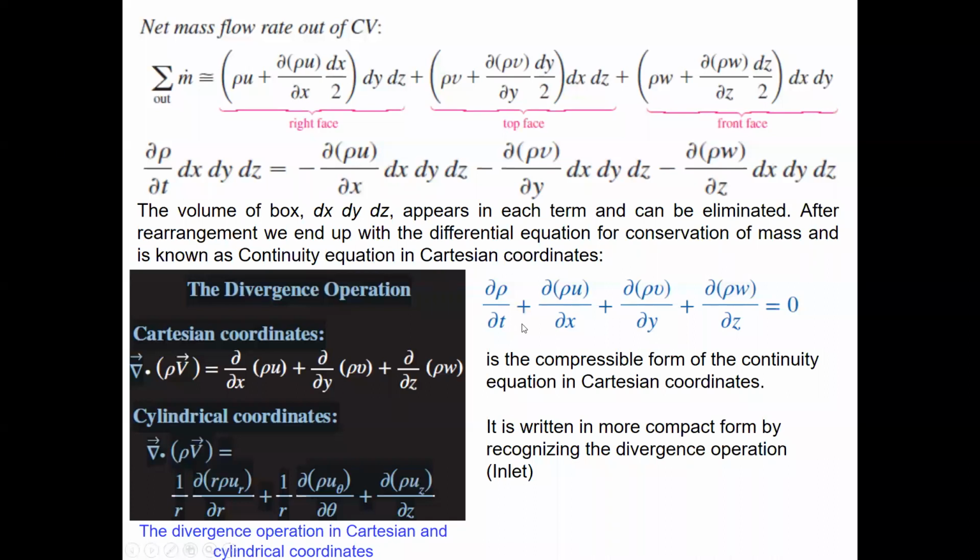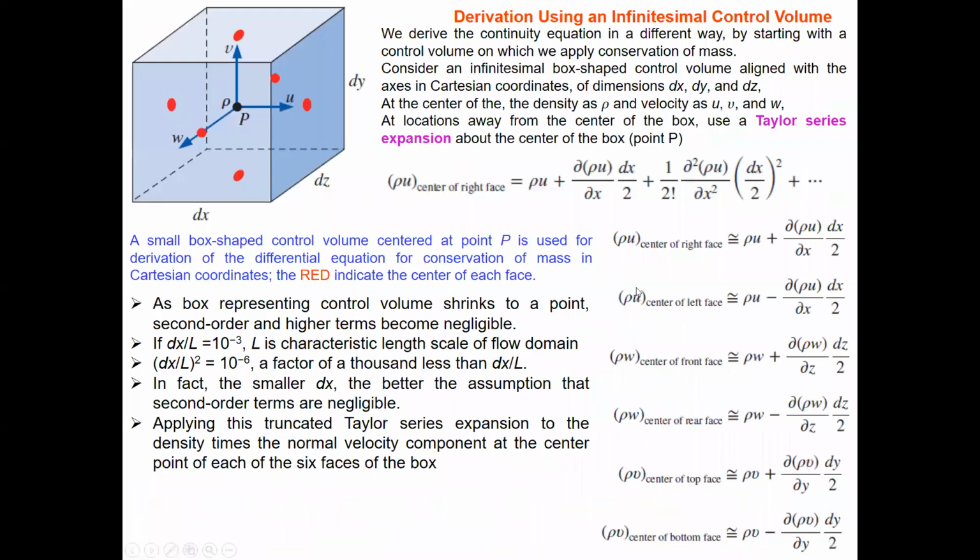Del rho by del t plus del by del x of rho u plus del by del y of rho v plus del by del z of rho w must be equal to 0. This is the compressible form of the continuity equation in Cartesian coordinates. It is also written in a more compact form by recognizing the divergence, which is shown here: del dot rho times v. You can extend it from Cartesian to cylindrical also. Both versions are available. You can restrict up to this extent for the continuity equation.